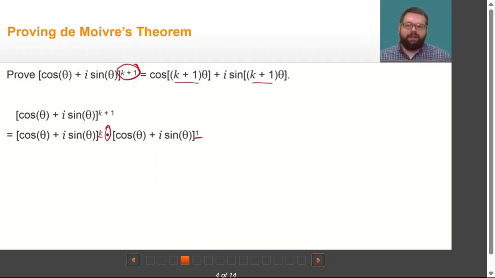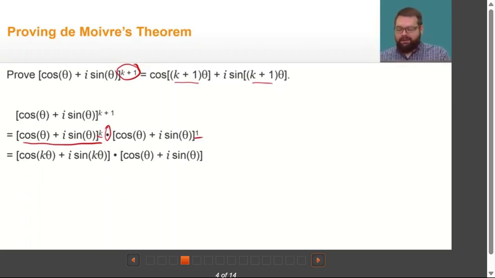The first expression in the brackets was part of the assumption that was made. This was the n is equal to k step. This first expression, the cosine of theta plus i times the sine of theta raised to the power of k, is substituted with an equivalent expression. That expression can be substituted with the cosine of k times theta plus i times the sine of k times theta. And then we'll multiply the same cosine of theta plus i times the sine of theta.